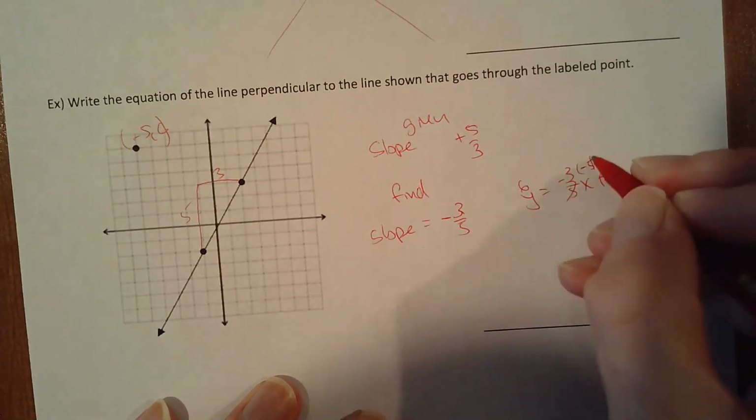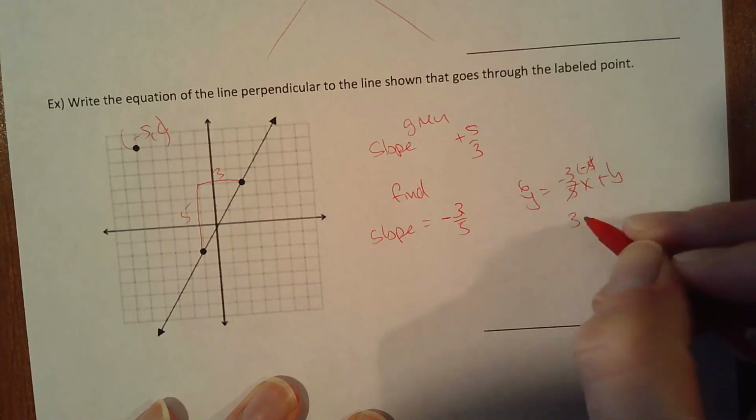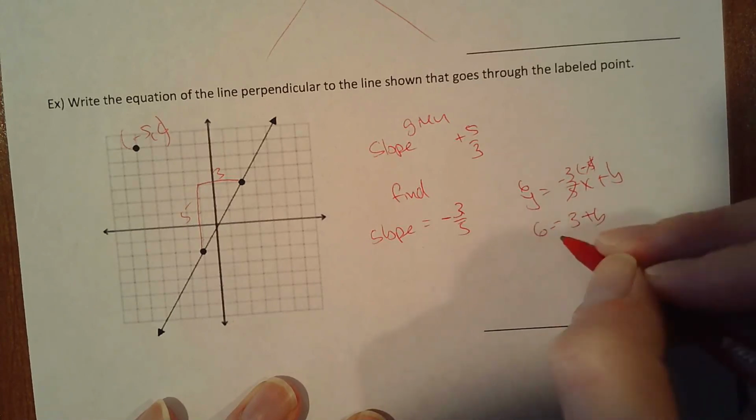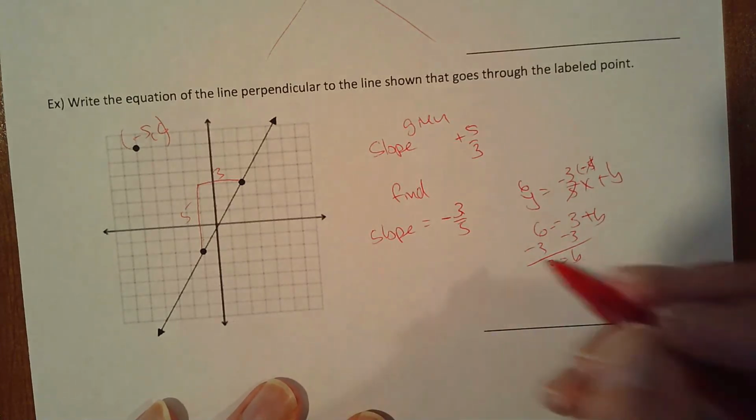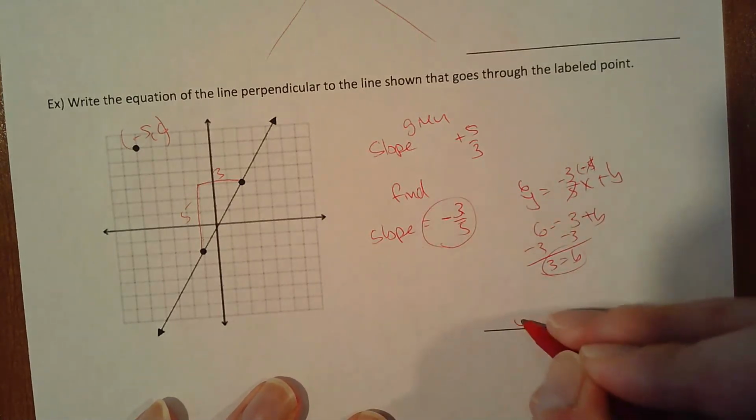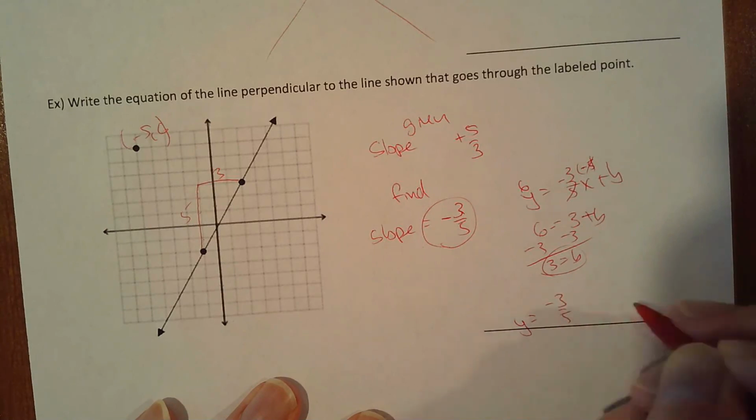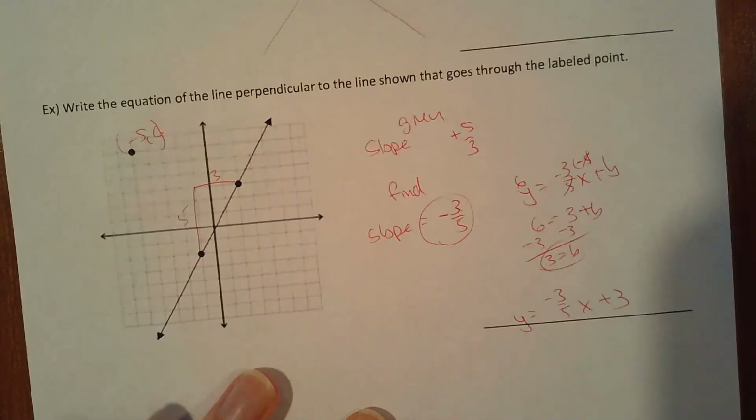So this is reducing. That'd be a positive 3 plus b equals 6. Subtract 3 from both sides. My b is 3. So the slope is negative 3/5, b is 3. So there's my equation.